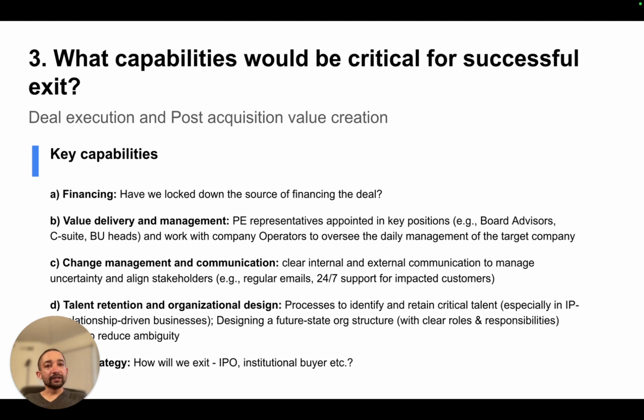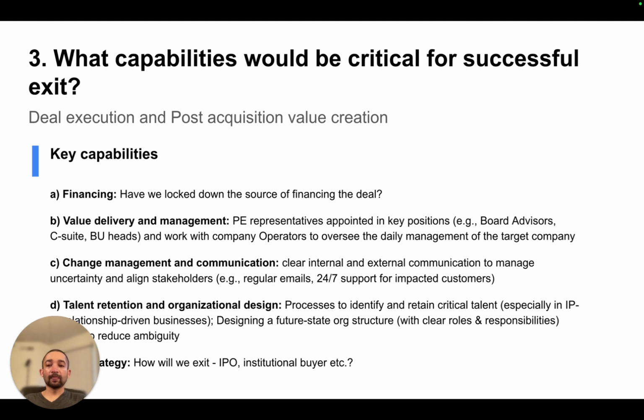Right? Again, you don't want to lose the key talent. So you want to remove ambiguity. You want to provide clarity to the people. What is going to be their role and responsibilities in the new organization? What are the reporting lines, right, etc. So the sooner you can provide this clarity, the easier it becomes to retain talent.